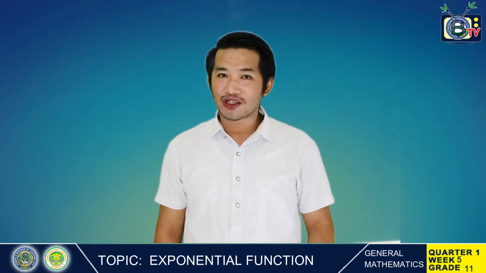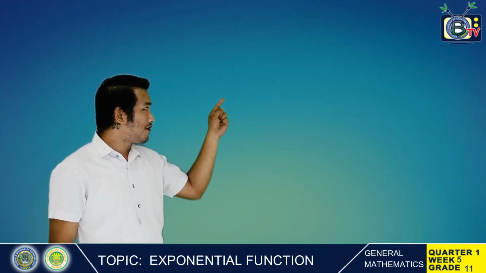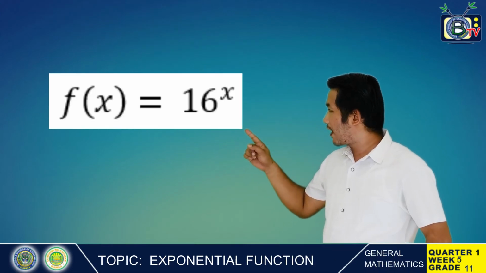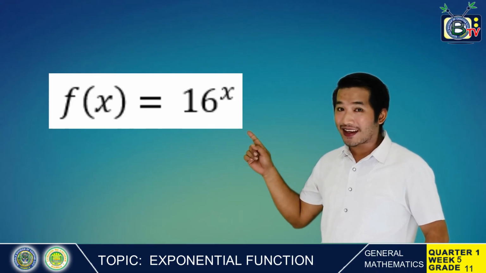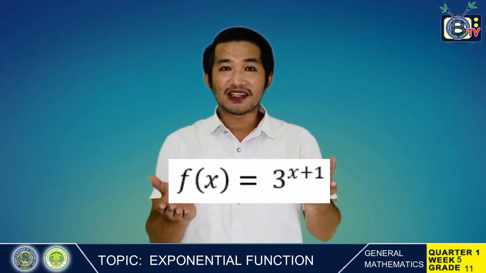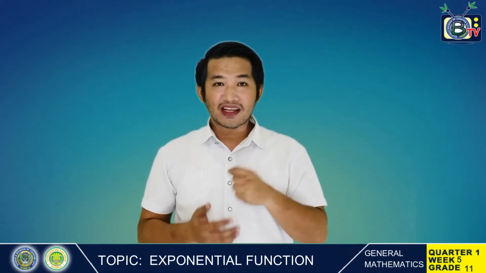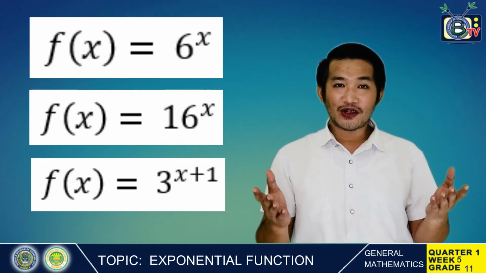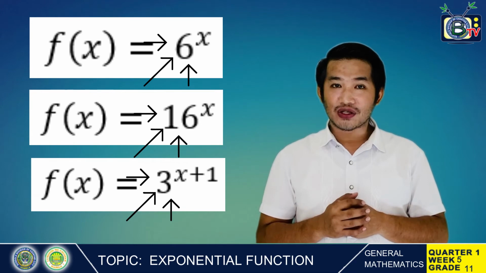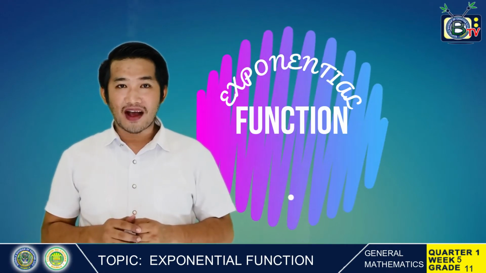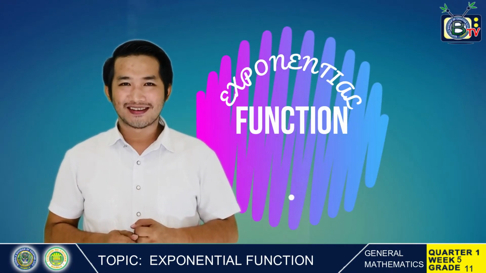Example of exponential functions. F of x is equal to 6 raised to x. F of x is equal to 16 raised to x. F of x is equal to 3 raised to x plus 1. What makes the following function exponential? As you notice, the bases of the three functions are all greater than 0 and not equal to 1. And that makes the three functions exponential functions.